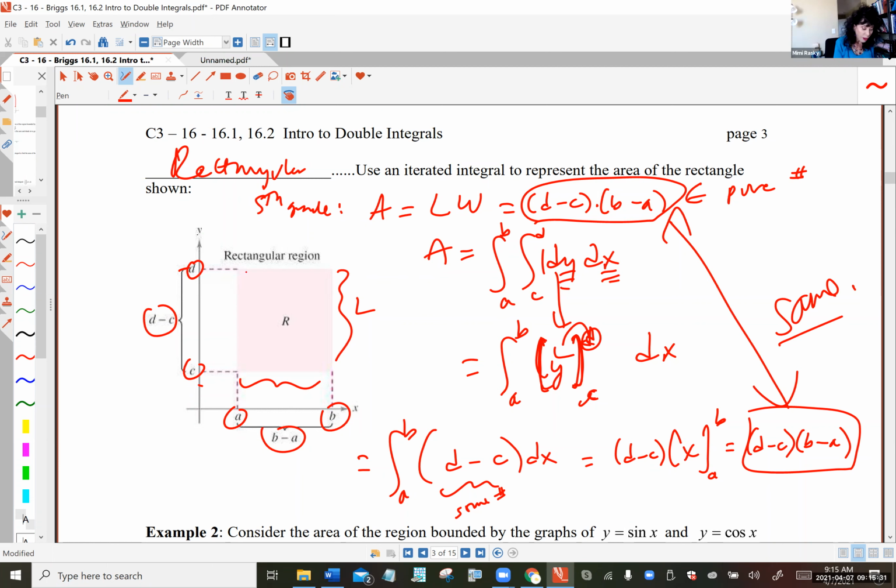But even more, I want you to get that if all your limits are pure numbers, your region of integration is understood to be rectangular. Some of you are going to forget I'm saying that. Like I'll put that as a true false question. You'll go, oh, I knew that. Did you?